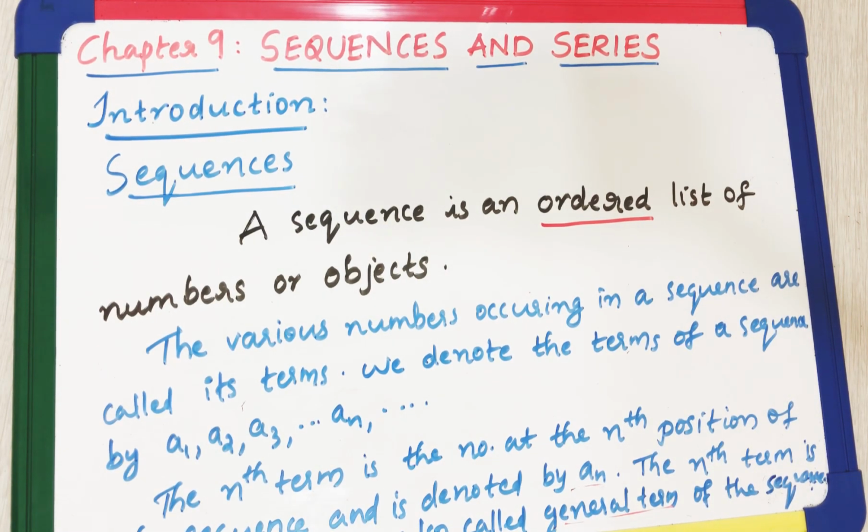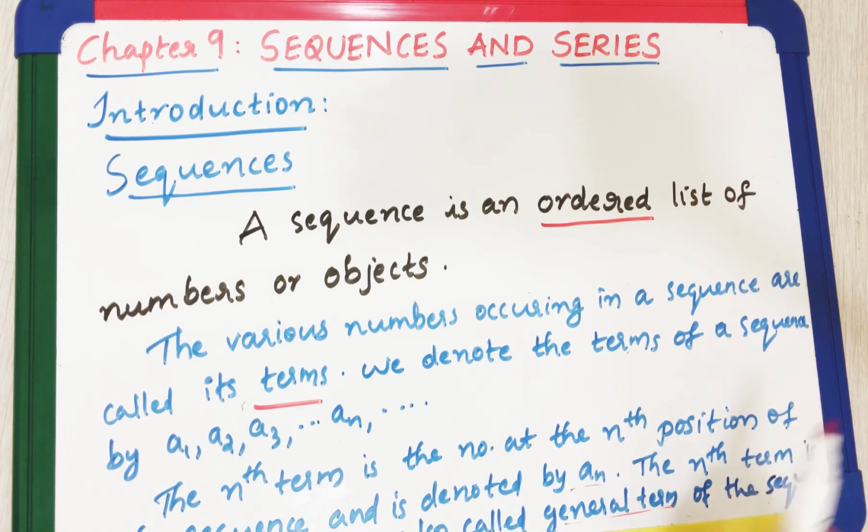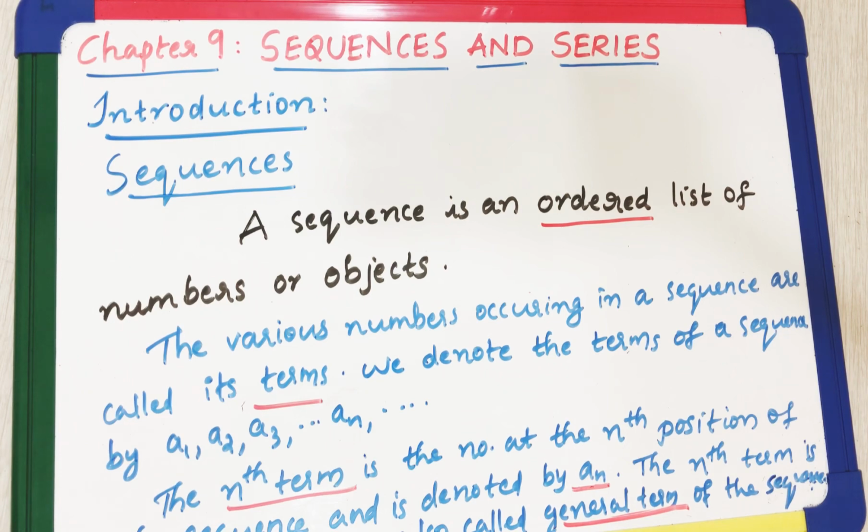So, what are terms, nth term and general term? See, the various numbers occurring in a sequence are called its terms. We denote the terms of a sequence by A1, A2, A3, etc., An, etc. The nth term is the number at the nth position of the sequence and is denoted by An. The nth term is also called a general term of the sequence.